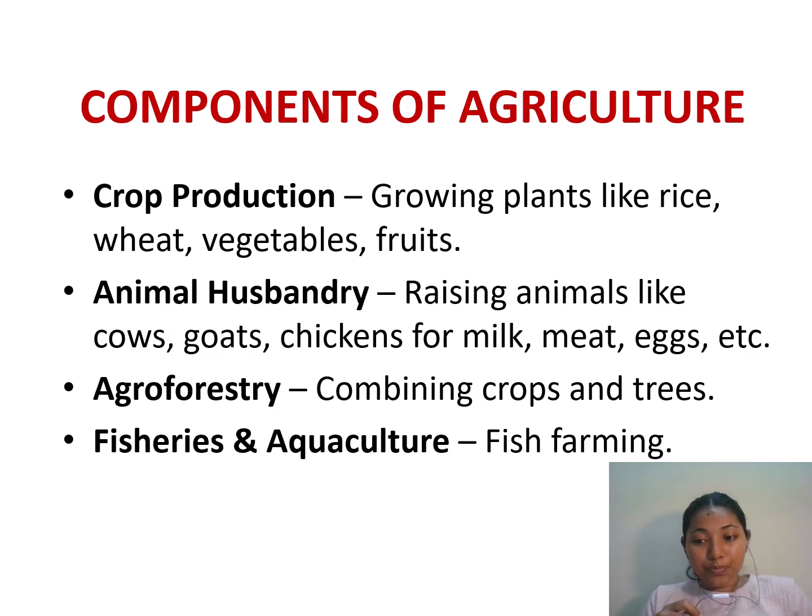Then coming to fisheries and aquaculture. We rear fishes not only for eating purposes. Fish also has the property of water quality management. We'll go into that in deeper sections. For today, just understand these are the components: crop production, animal husbandry, agroforestry, and fisheries.